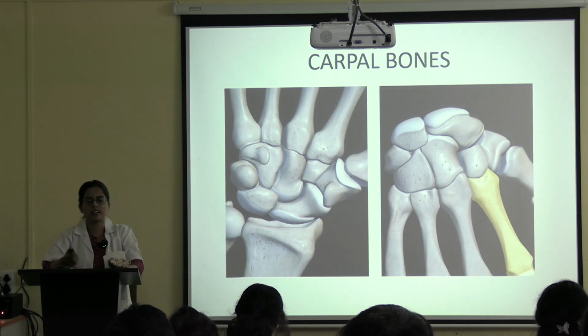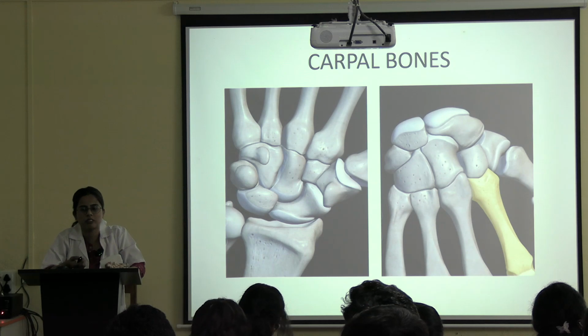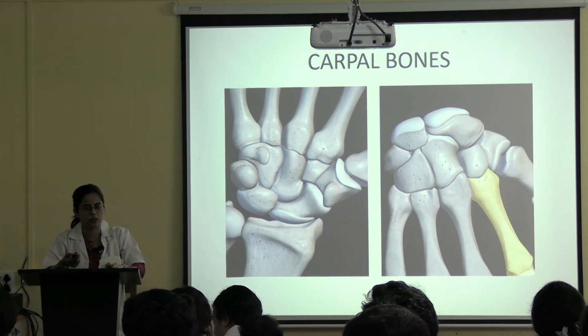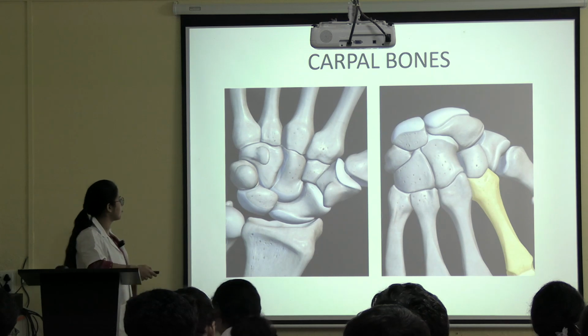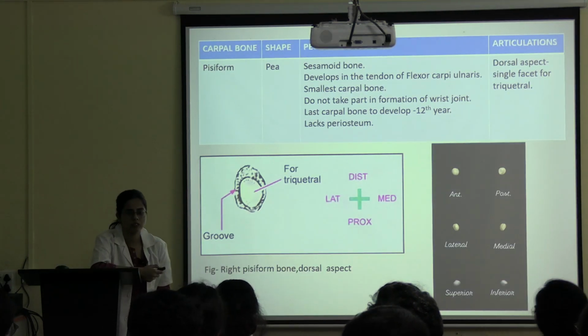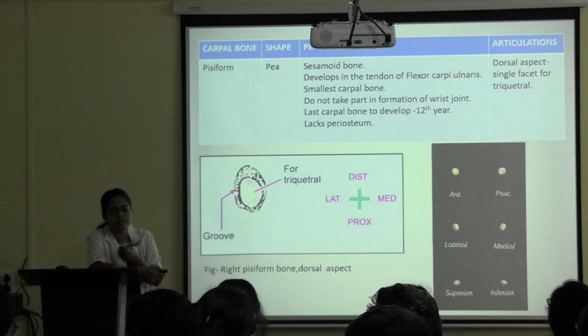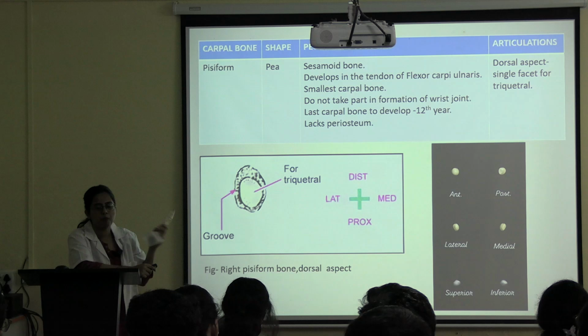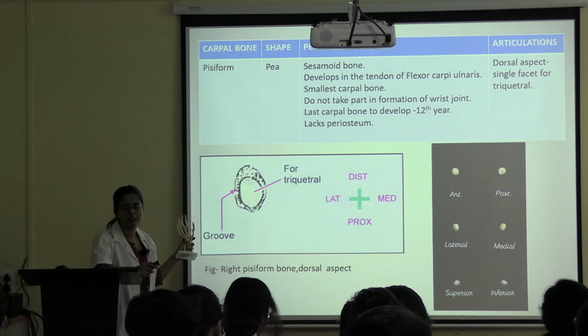Now, can anyone tell what is the meaning of sesamoid bone? They develop in tendons. So this pisiform has some peculiarities. See, it's a sesamoid bone. It develops in the tendon of flexor carpi ulnaris. It's very important. It can be asked in your exam or in your viva.